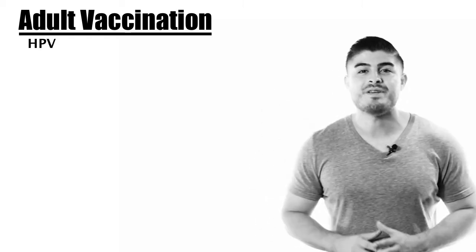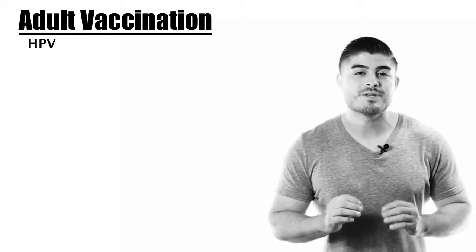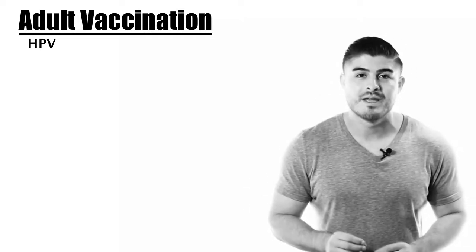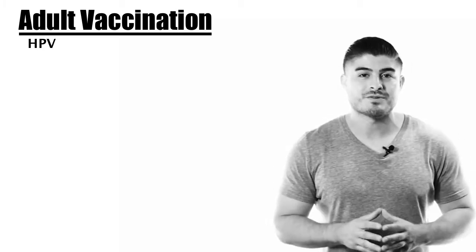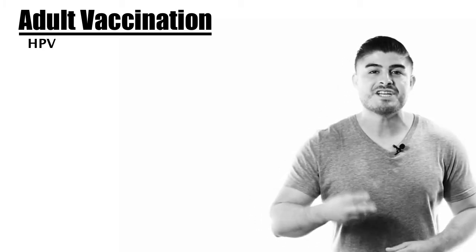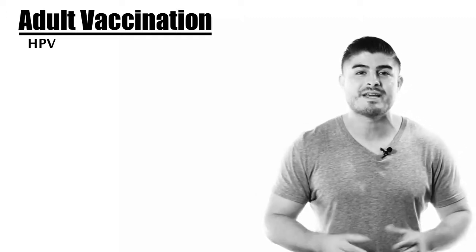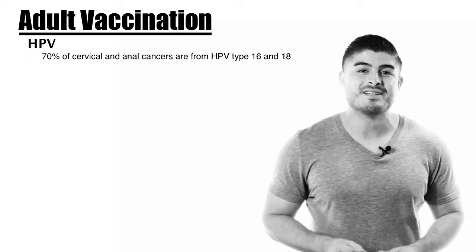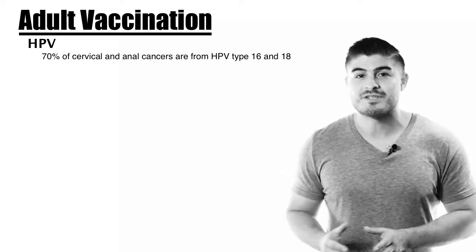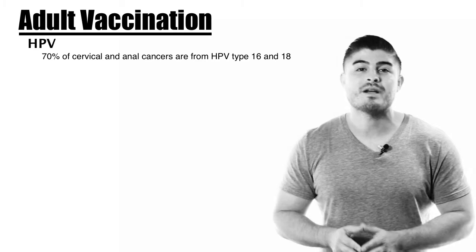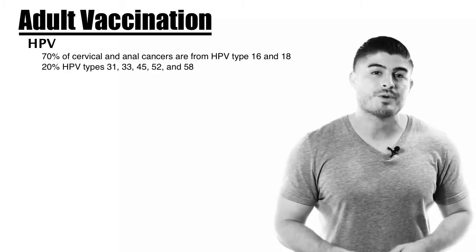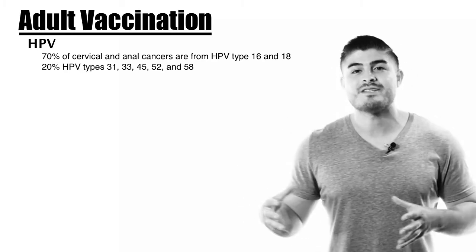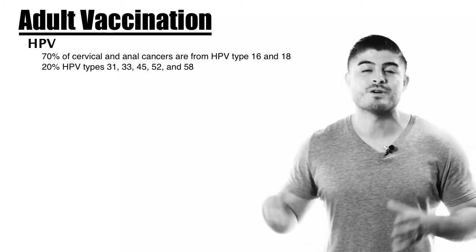Now, starting with HPV. The HPV vaccine is really going to be used to prevent cervical cancer, penile cancer, and genital warts. Now, as far as cancer goes, there's really going to be 2 main types of HPV strains that are going to cause 70% of cervical cancers and anal cancer as well. These are going to be strains 16 and 18. The remaining 20% after that is going to be caused by strains 31, 33, 45, 52, and 58. So these 7 strains here are going to account for 90% of cervical cancers.